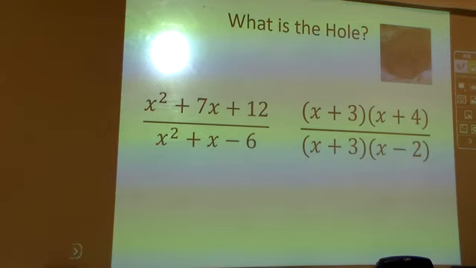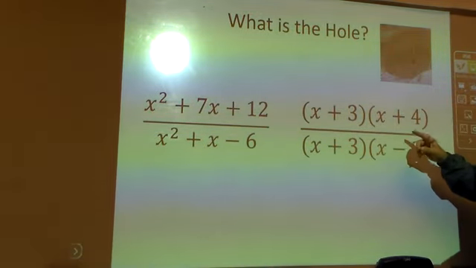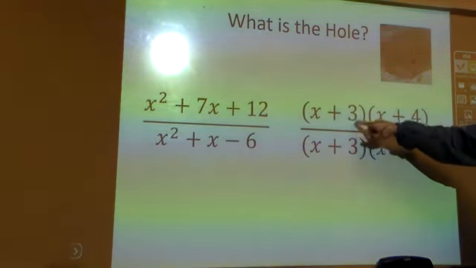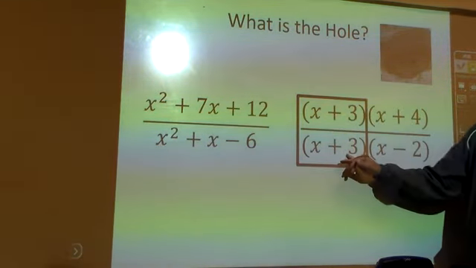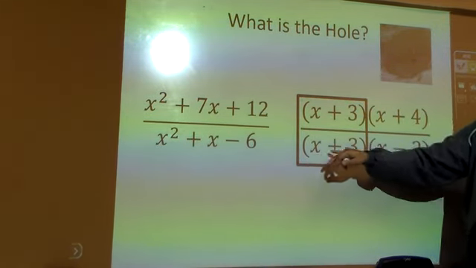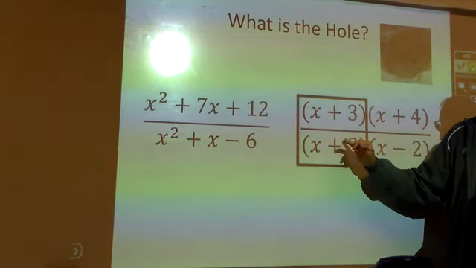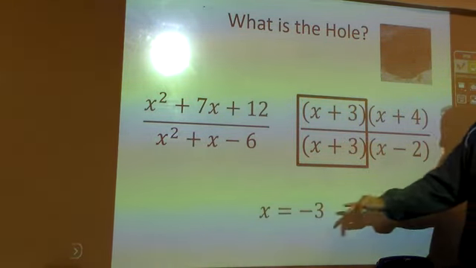So now then, the hole appears. Is there a hole in this one? Yes. The hole appears when you have factors that are what? Exactly the same. We have factors that are exactly the same right there. So what I do is I set this equal to 0. What will make this equal 0? Because you can't have a 0 down here, and that's negative 3. So the hole will occur when x equals negative 3.